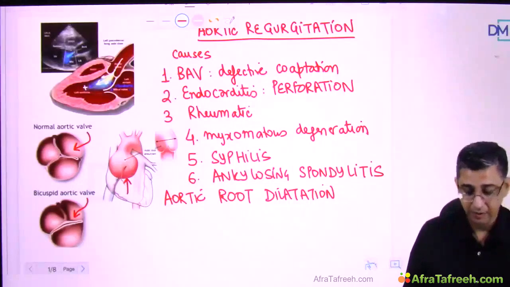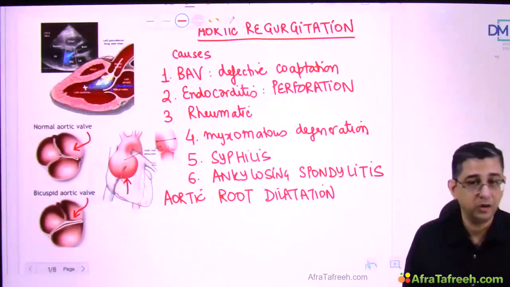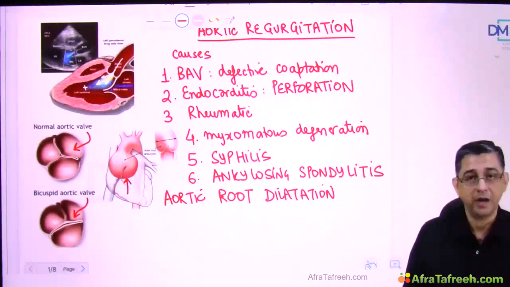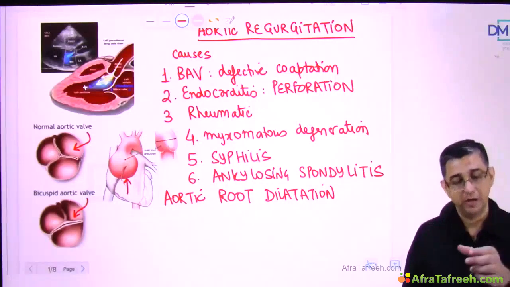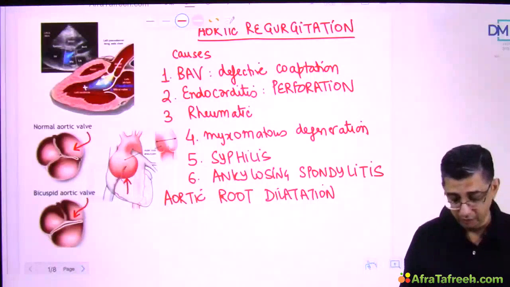What I'm saying is that in points number 1 to 6, the problem is in the leaflet. But now the problem is not per se in the leaflet, like they are not scarred, they're not having a perforation, they are not having any retraction, they're not having a thickening. Valve leaflets are perfect, but the annulus gets dilated. So because of the dilatation, they're not able to approximate properly, so blood can leak between the valve leaflets.